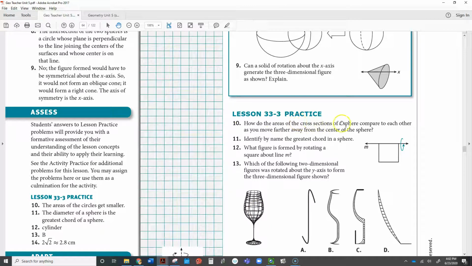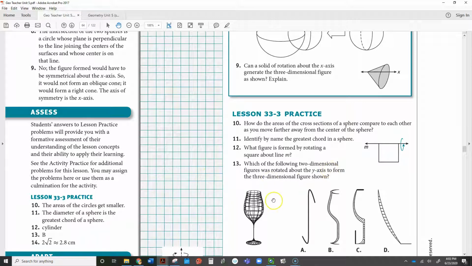How do the areas of the cross sections of the sphere compare to each other? We saw that the farther you moved away from the center, the smaller the circles got. Identify the name of the greatest chord in a sphere. That's the diameter, just like the greatest chord in a circle is the diameter. What figure is formed by rotating this square? It would be a cylinder. And a square is just a rectangle, remember.